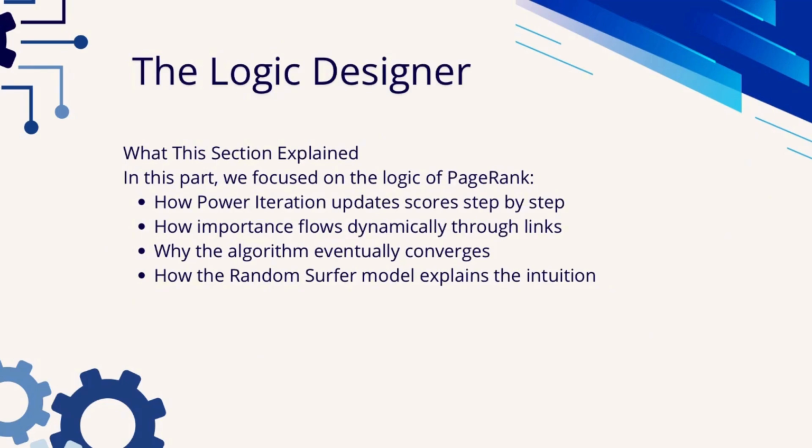To summarize this section, I focused on the logic of PageRank. I explained how power iteration updates scores step by step, how importance flows dynamically through links, and why the algorithm eventually converges. Finally, I used the random surfer model to provide an intuitive interpretation of the algorithm. This concludes my part on the logical design behind PageRank.